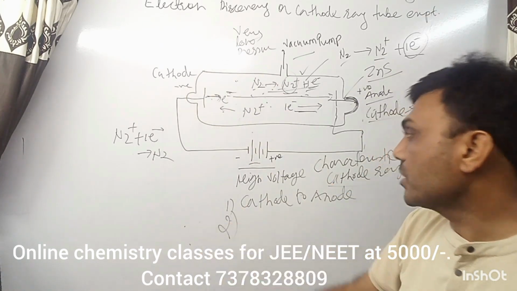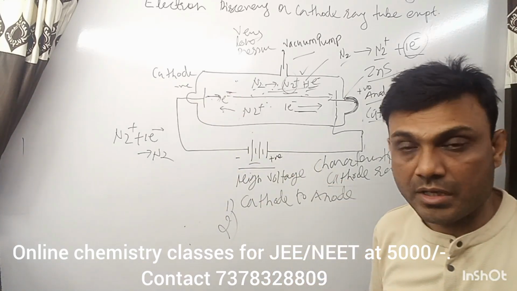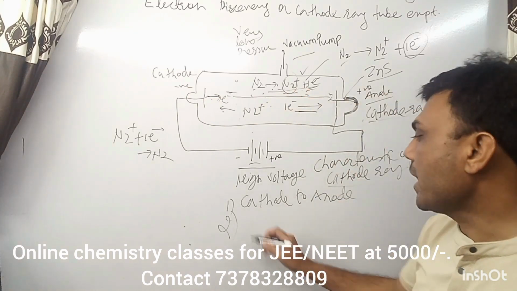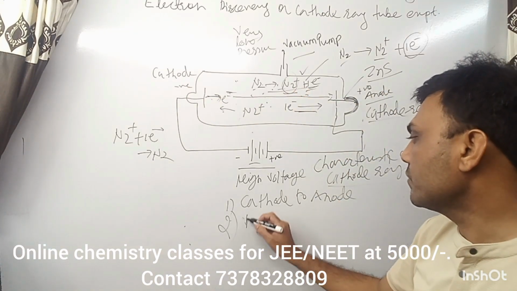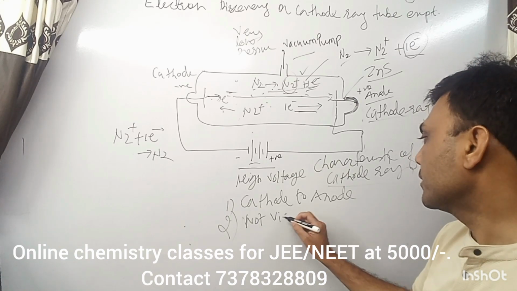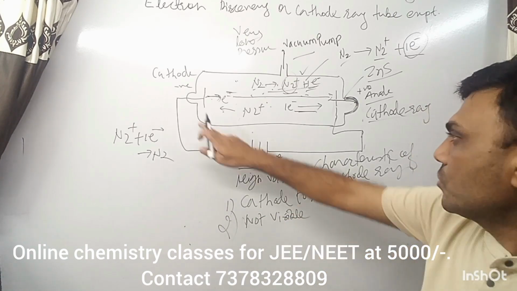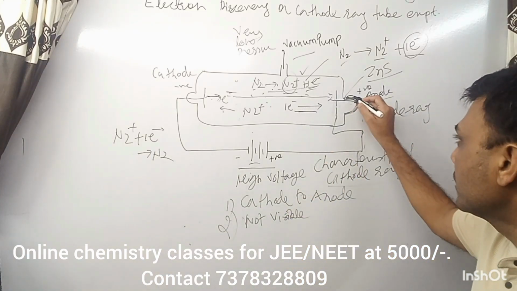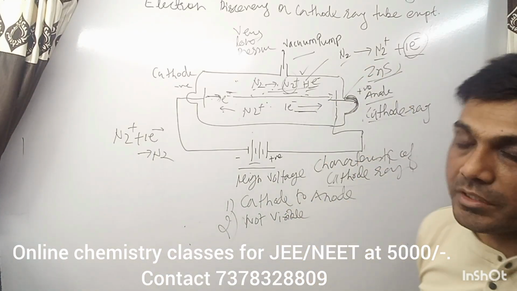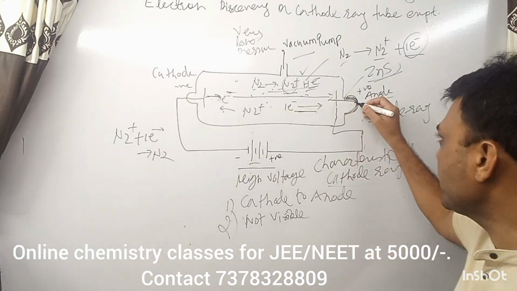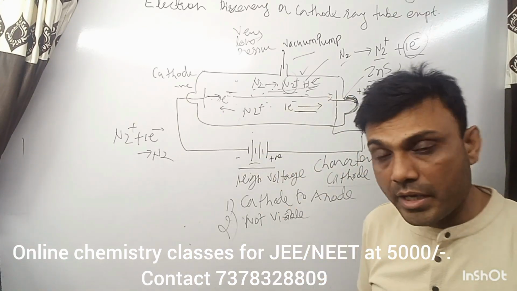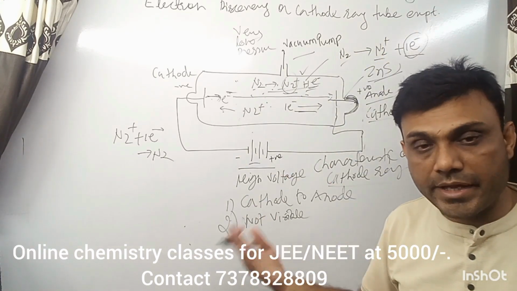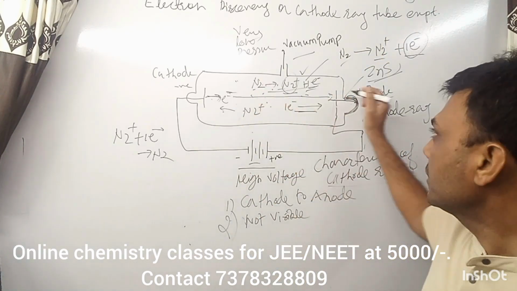The second characteristic of the cathode ray is that it is not visible. These cathode rays coming out of the cathode and moving to the anode are not visible. To make them visible, we have to keep zinc sulfide, that is a phosphorescent material. When the cathode ray hits here, there will be a glow, and that glow will tell us that some kind of rays are hitting that anode.